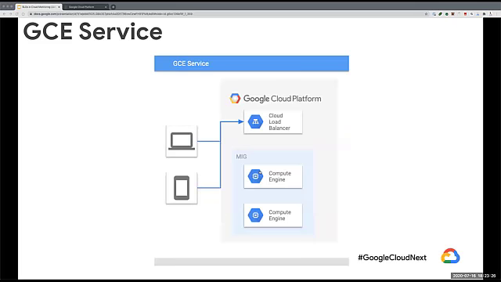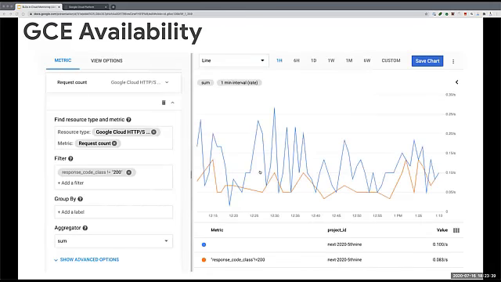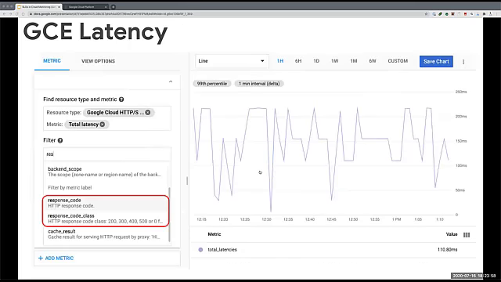In the Compute Engine world, you might have a service that looks like this: a managed instance group with a bunch of VMs in it that possibly auto-scale, in front of a cloud load balancer. The good news is that the load balancer exposes SLI metrics out of the box. You get things like request counts broken out by response class, so you can filter your requests, and you can use latency metrics as well. So you can actually use latency as an SLI.